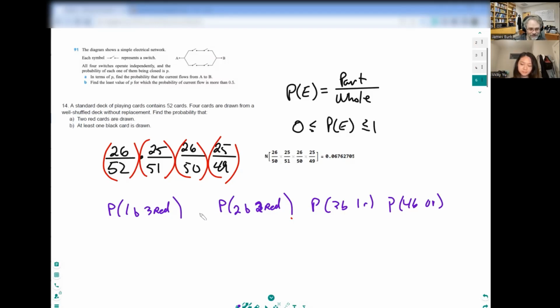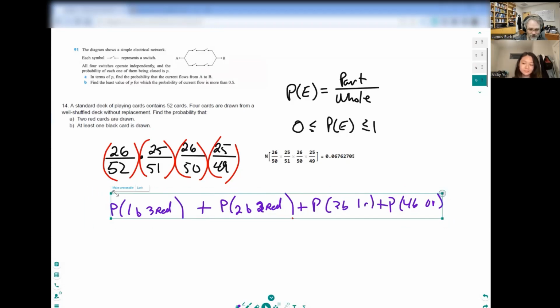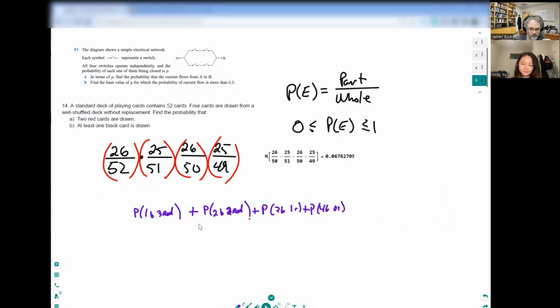Instead of looking at at least, I can look at this in terms of I want to add everything together. But I do have the other case. What about the other case back there? The probability of no blacks and four reds. Now, Vicky, what does this all say? When I look at the events, I have the event of no black cards, one black card, 2, 3, and 4. If I add this up, what's my probability?